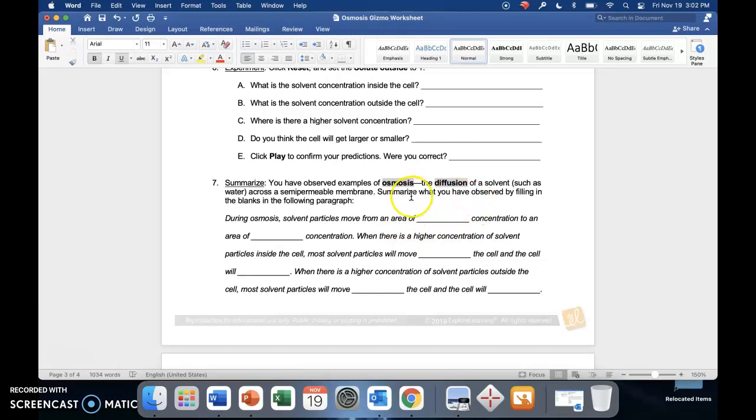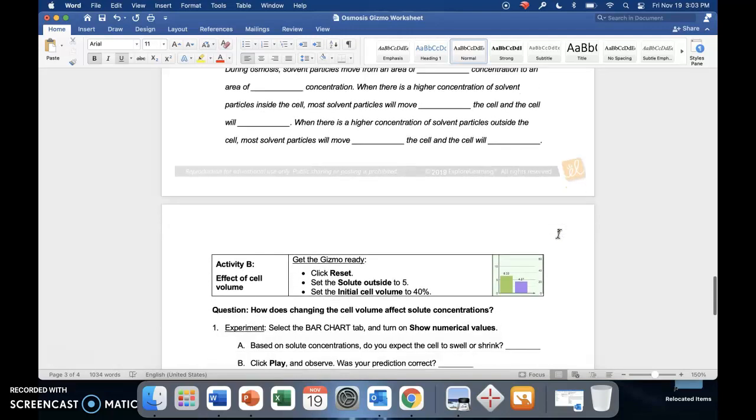Okay. In this particular fill in the blank, let's use the words high and low for the amount of concentration. And then we will either use out of or into, and the cell will either shrink or expand. You should be able to complete that.